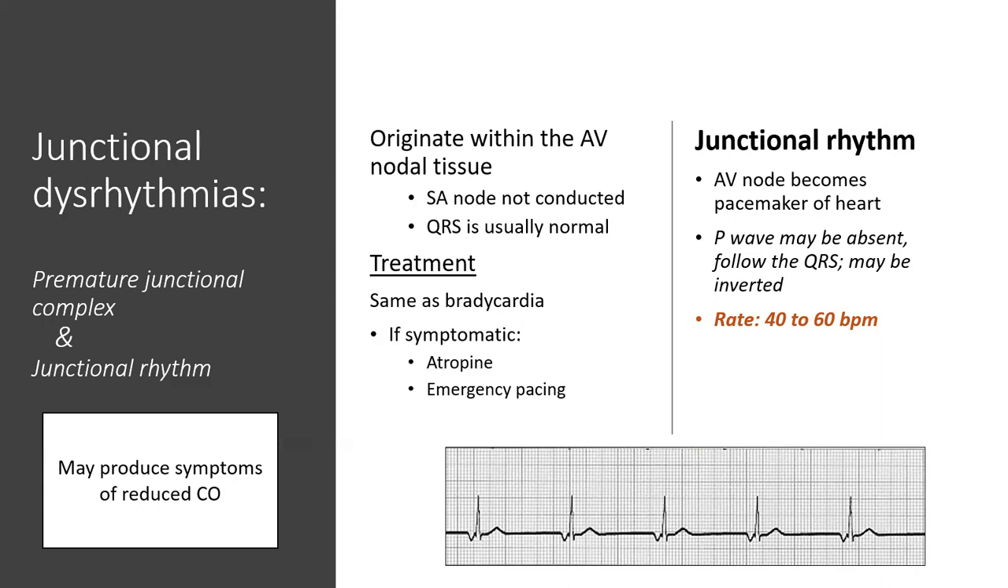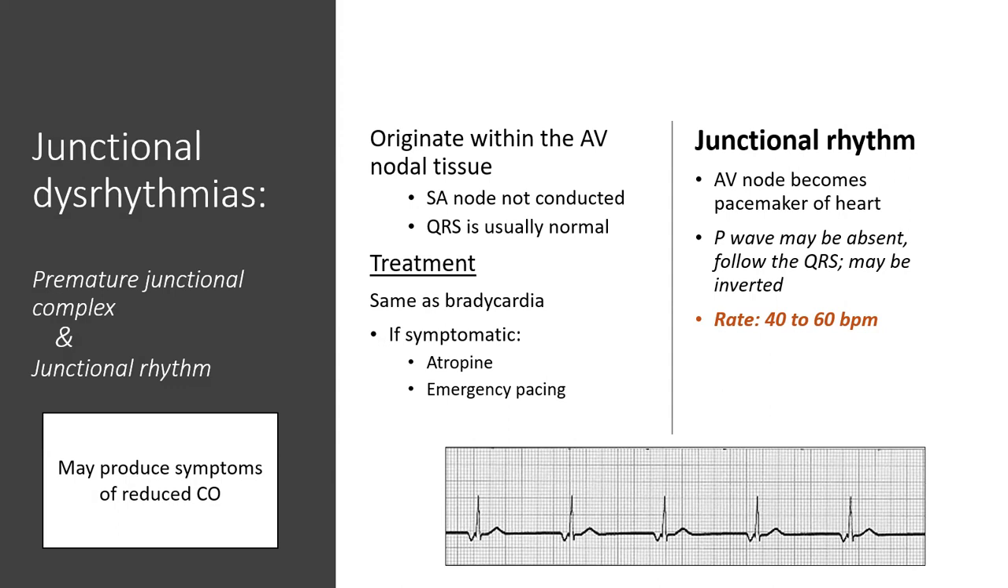The SA node fails to fire, or the signal is blocked from increased vagal tone, or the impulse is not conducted through the AV node. The impulse from the AV node usually moves in a retrograde fashion that produces an abnormal P wave occurring just before the QRS complex. However, the P wave may be absent or follow the QRS. The impulse usually moves normally through the ventricles.